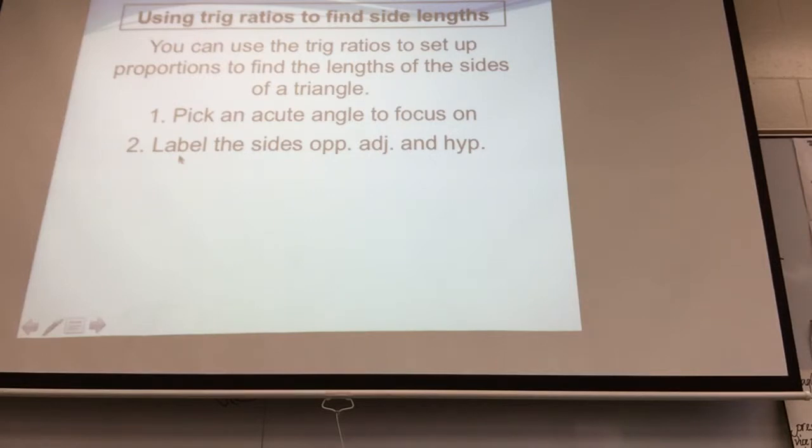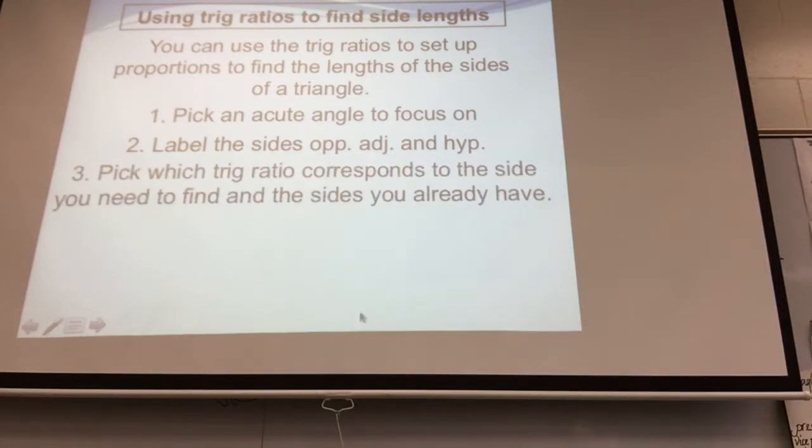Because however you do these first two steps is going to lead you to being able to pick: do I use sine here? Do I use cosine? Do I use tangent? Because depending on how you label these is going to be how you pick the correct trig ratio. So if you label the triangle and you have the hypotenuse given to you and you're trying to find the opposite, you would use sine because it involves opposite and hypotenuse.